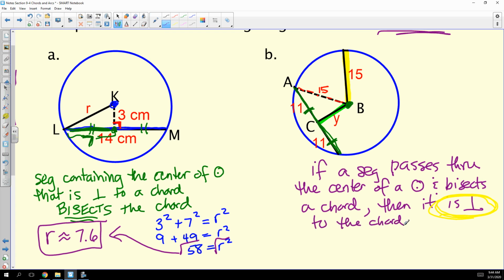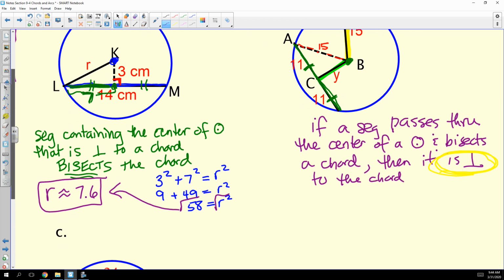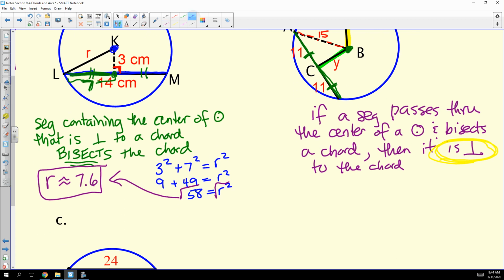Okay, so again, it looks like we're probably going to use the Pythagorean theorem all over again. Now we actually know the radius, which, if it's perpendicular to the chord, would be the hypotenuse, right? 15 would be the hypotenuse. So I'm going to say y squared plus 11 squared equals 15 squared. So y squared plus 121 equals 225. y squared is equal to 104.